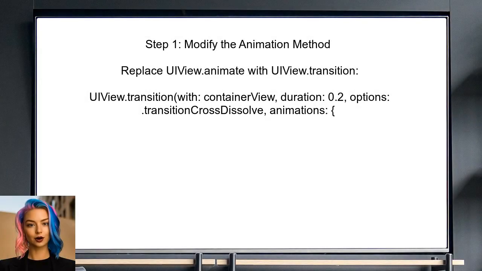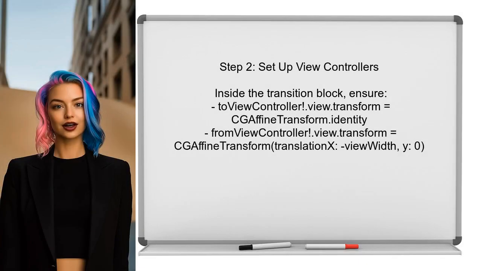To achieve a smooth CrossDissolve transition in a UI tab bar controller, the user should start by modifying the animation method. Instead of using UIView.animate, we will use UIView.transition. Next, the user should ensure that both the toViewController and fromViewController are properly set up within the transition block. This is crucial for the animation to work correctly.